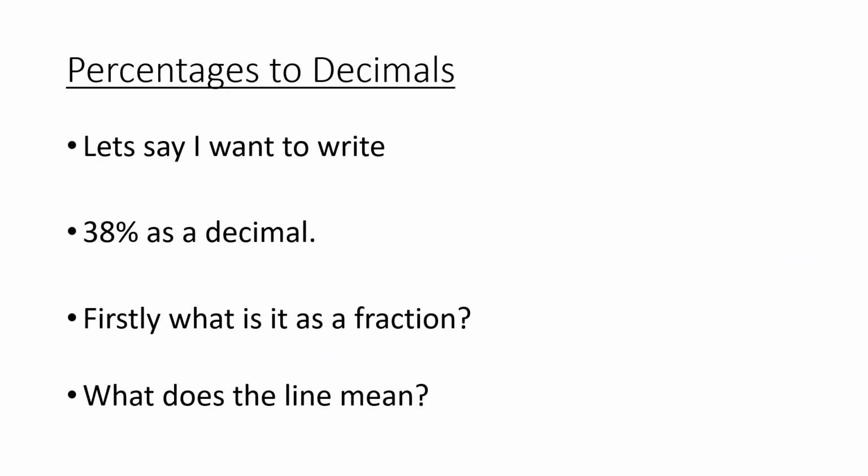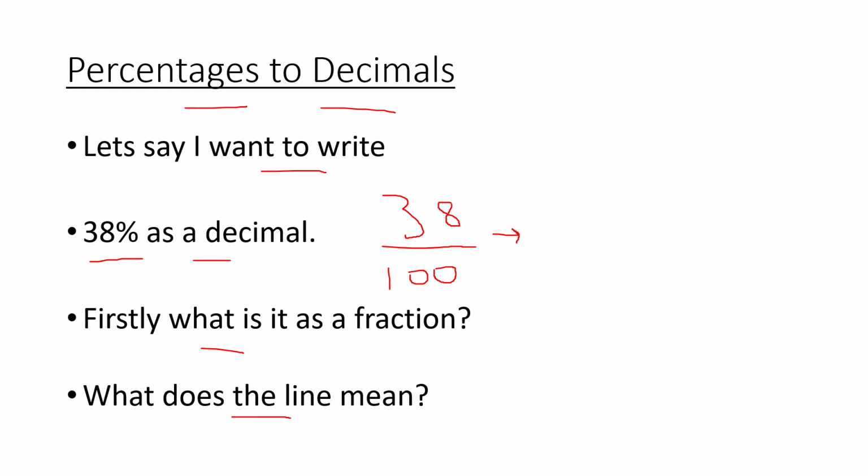Next up, percentages to decimals. Let's say I want to write 38% as a decimal. Firstly, what is it as a fraction, and what does the line mean? Remember 38%, we should know from the previous exercise, is 38 hundredths. So it means 38 divided by 100, which can be simplified to 19 50ths, but for the purpose of this section I'm going to avoid simplifying it, and you'll see why in a minute. I'm going to leave it out of 100.